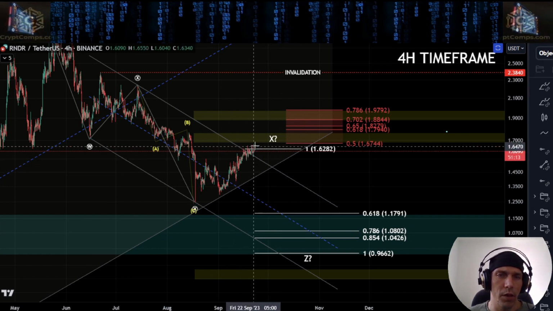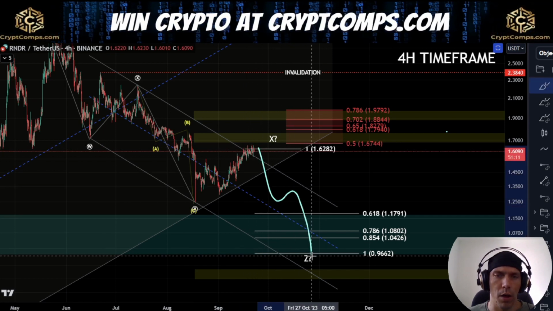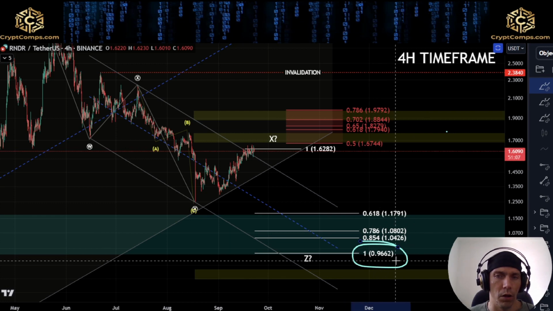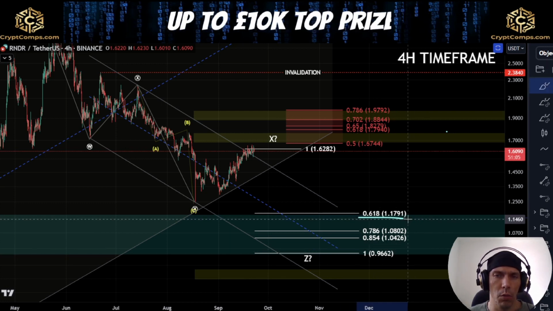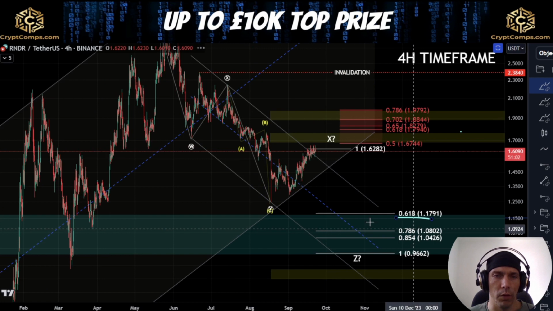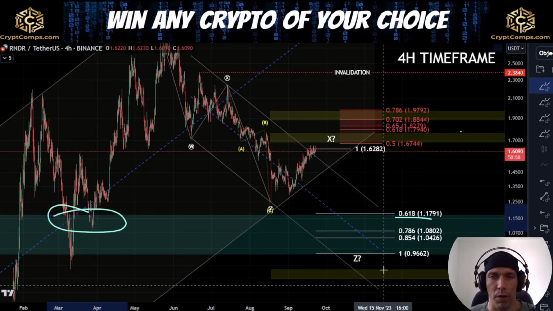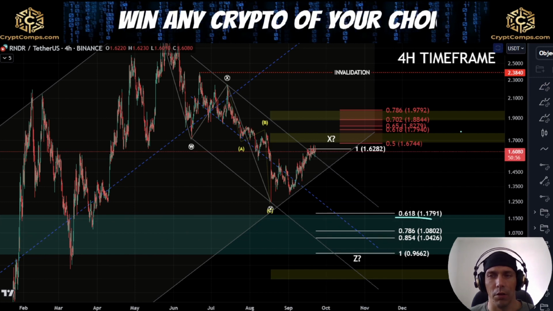So if we do see this start to break down in 3 waves, I will be looking out for the potential of seeing a move down towards the zone of the 0.96 at a 1-to-1. Minimum requirement would be this 1.17, which would be looking to bring us back into some of these lows over here. So we'll be keeping an eye on this level if we do start to break down in that way.